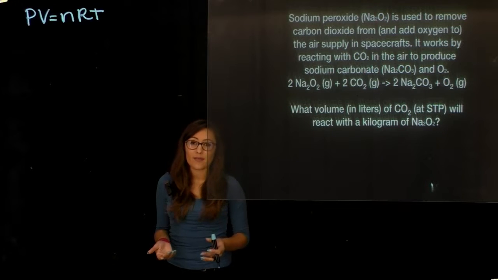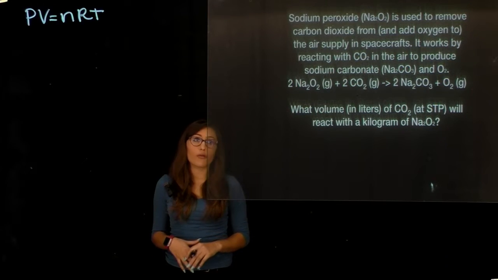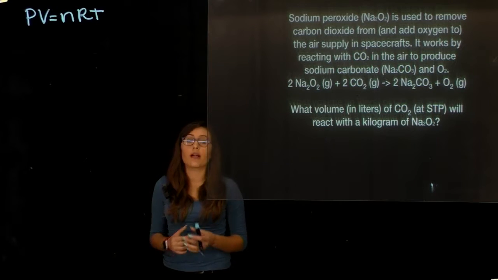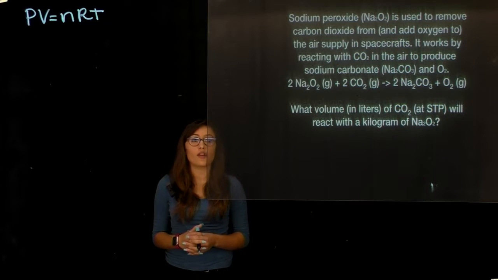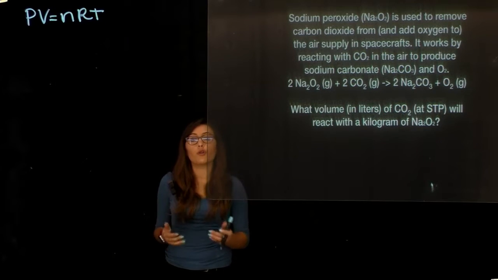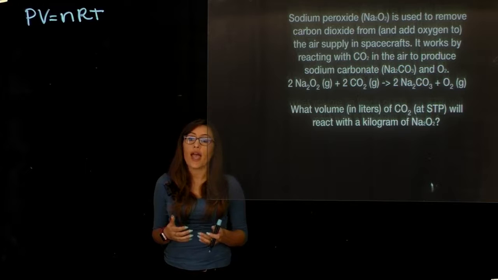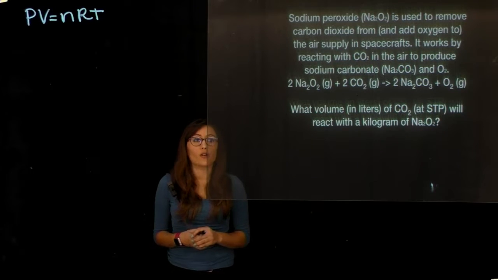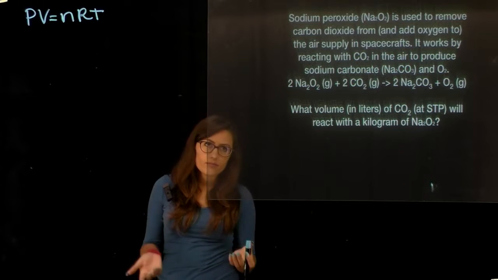Hello and welcome back. The following question states sodium peroxide is used to remove carbon dioxide from the air supply in spacecrafts. It works by reacting with CO2 in the air to produce sodium carbonate and oxygen with the following balanced equation. What volume in liters of CO2 at STP will react with a kilogram of sodium peroxide?